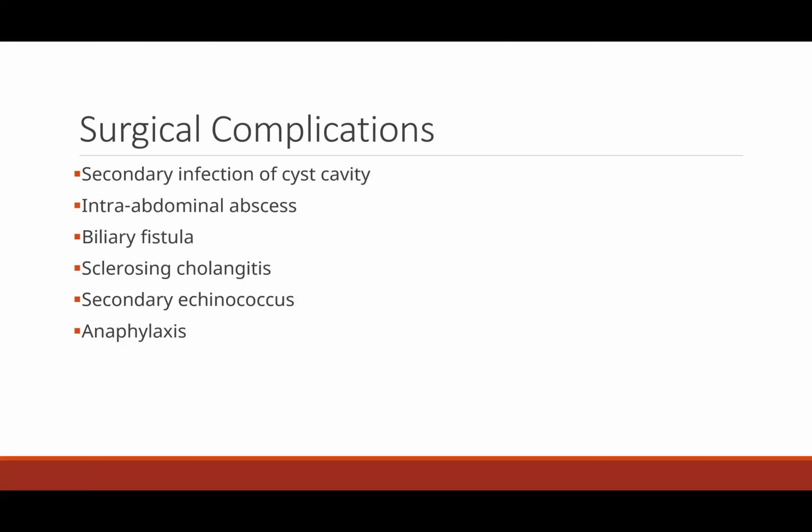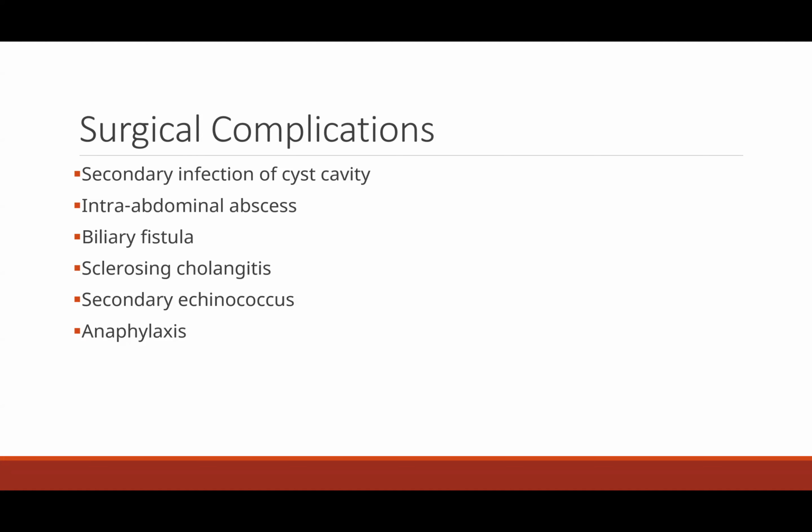In terms of complications for surgery, surgery may cure the patient, but morbidity, mortality, and relapse rates can vary. Complications for surgery would include things like secondary infection of the cyst cavity, intra-abdominal abscesses, biliary fistulae, sclerosing cholangitis, and they may actually spill the contents of the cyst into cavities and cause secondary echinococcus and anaphylaxis. Post-operative complications, however, occur in less than 1% of cases. So this is United States data, not ours.